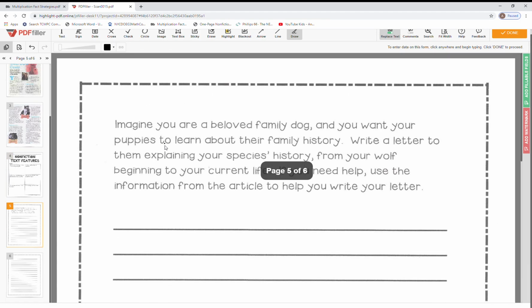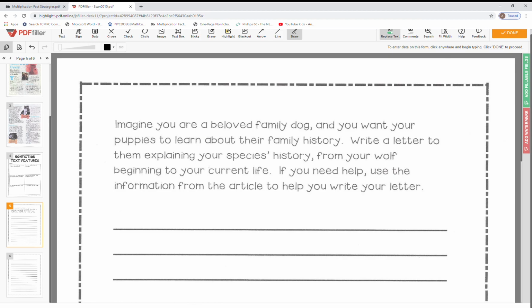Now, next, here's your writing assignment for today. So today I combined reading and writing because you're gonna write this prompt. Imagine you are a beloved family dog and you want your puppies to learn about their family history. Write a letter to them explaining your species history from your wolf beginning to your current life. If you need help, use information from the article to help you write your letter. Don't forget, dogs weren't always able to go inside. First, they were wild, then they became tame, and they became work dogs, right? And then now they're part of a family.